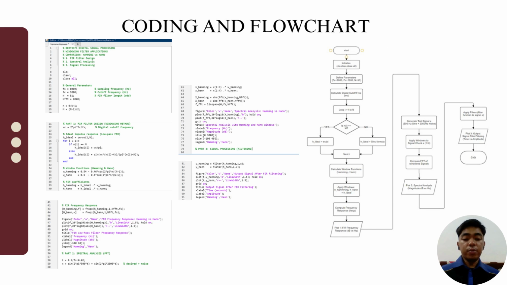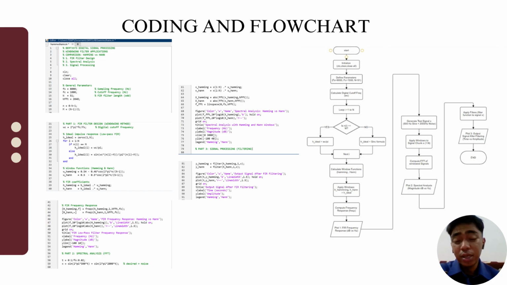Initially, we set up our environment. First, we set the sampling frequency at 8000 Hz, and the cutoff frequency is 1000 Hz. We are using a filter order of 51. We calculate the ideal impulse response using the sinc formula. This represents the perfect low pass filter. Because we cannot implement an infinite filter, we must truncate it.